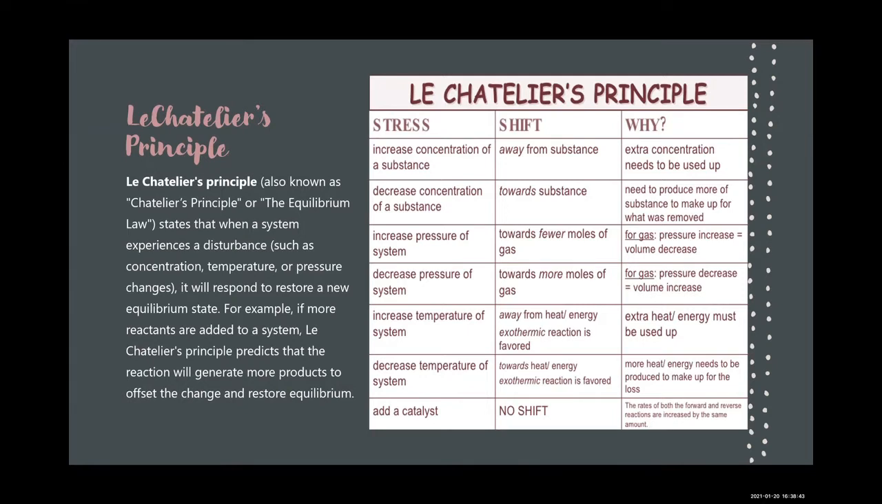LeChatelier's principle, also known as Chatelier's principle or the equilibrium law, states that when a system experiences a disturbance, such as concentration, temperature, or pressure changes, it will respond to restore a new equilibrium state. For example, if more reactants are added to a system, LeChatelier's principle predicts that the reaction will generate more products to offset the change and restore equilibrium.